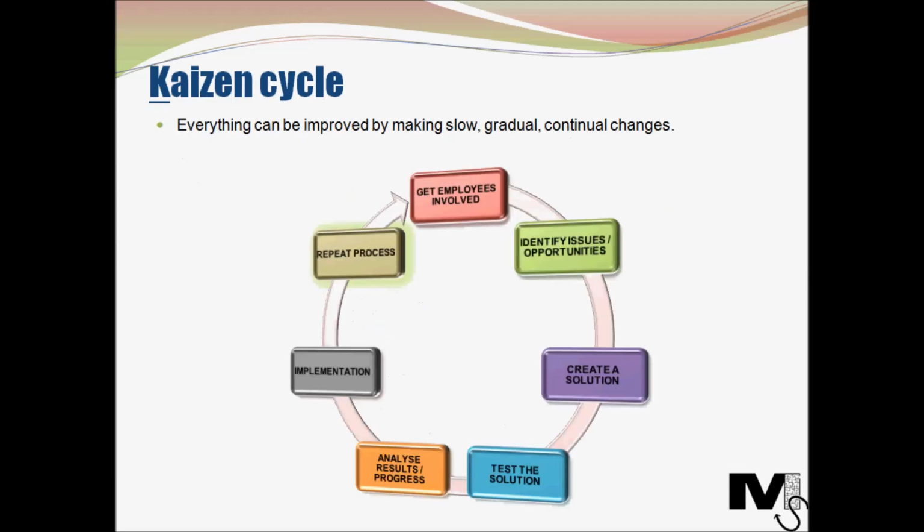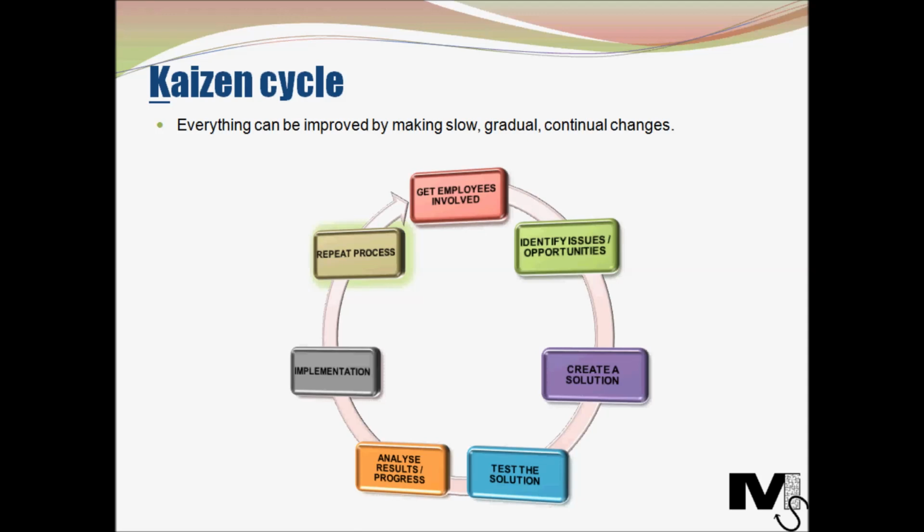The Kaizen philosophy is that everything can be improved by making slow, gradual, continual changes. Now, one of the ways of using Kaizen is by using the Kaizen cycle. The Kaizen cycle involves identifying issues or opportunities, rolling out solutions, and repeating the process over and over again to continually get improved processes and results. It is therefore a cyclic process. Below are the 7 stages of the Kaizen cycle.